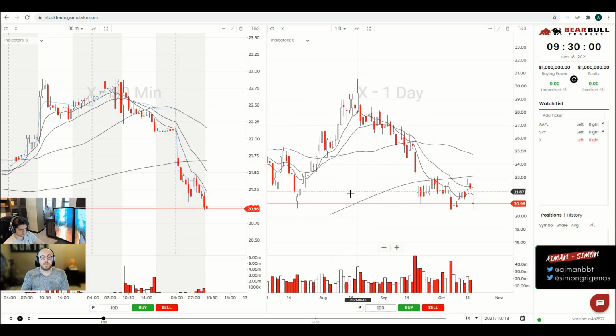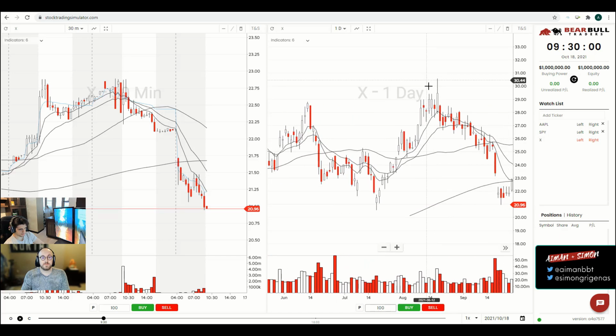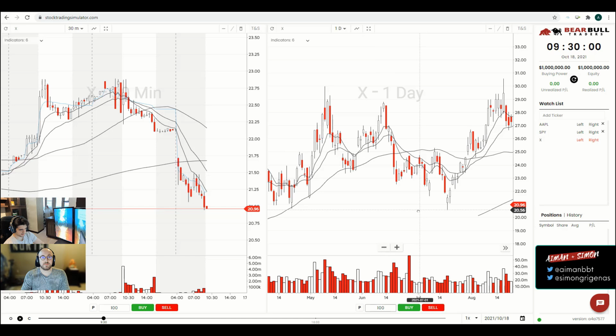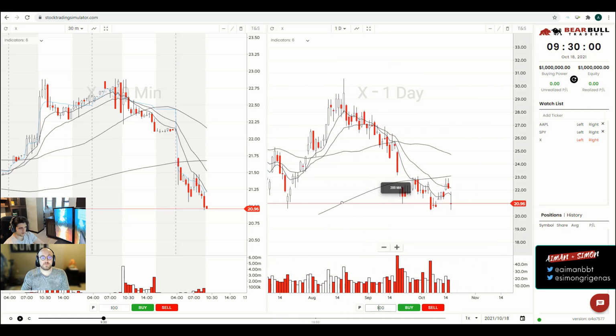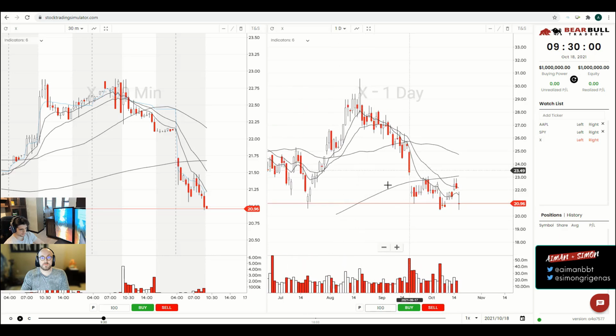Now, if we zoom out on X, you can see that around here there is a channel which is holding between the $30 or $31 area and approximately the $20 area. Now that I found that, I could draw a level, basically the low of the channel or the low of the price action around here, just to buy the stock off.